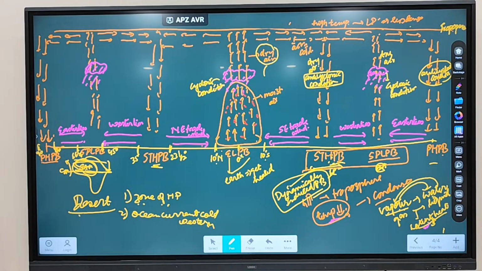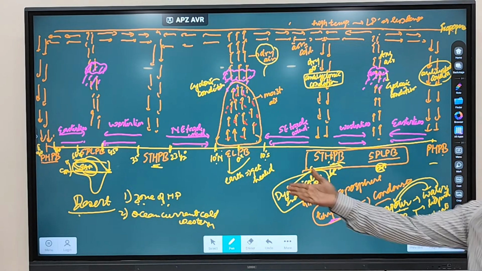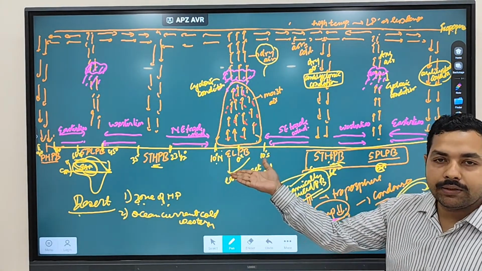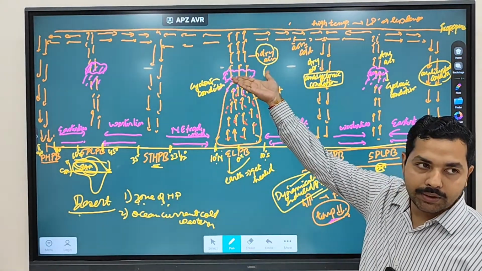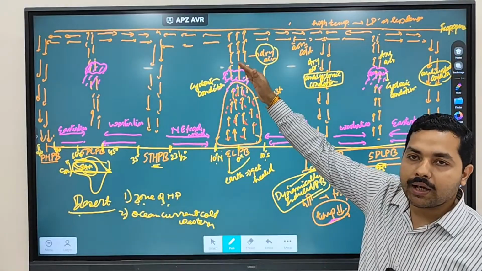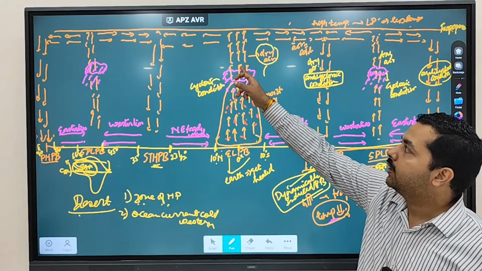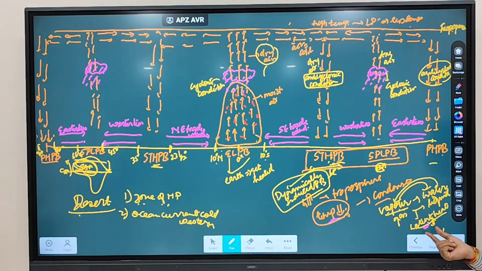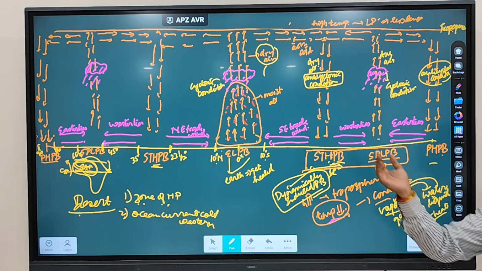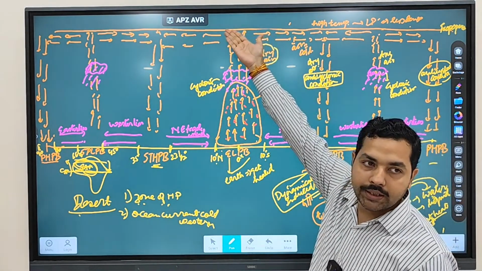Fine. Any doubt? So how are these pressure belts being formed? These pressure belts are being formed because the equatorial region is heated. Because of heating, air will rise up. Here condensation happens, rainfall happens, air becomes dry. But when condensation is happening, what heat is being released? Latent heat is being released. It is further heating the air up.